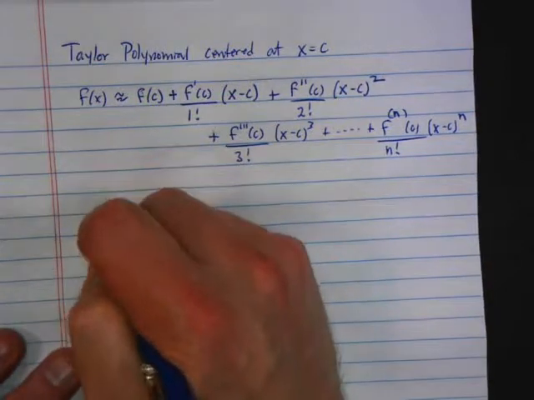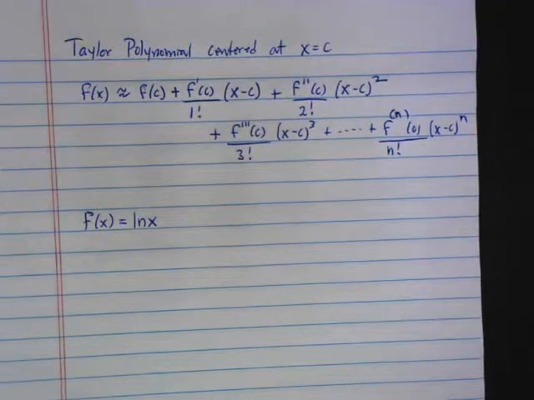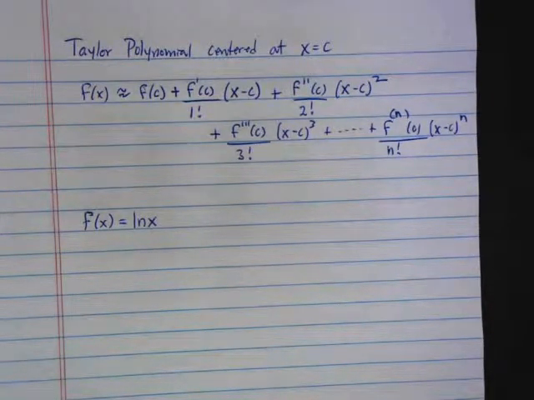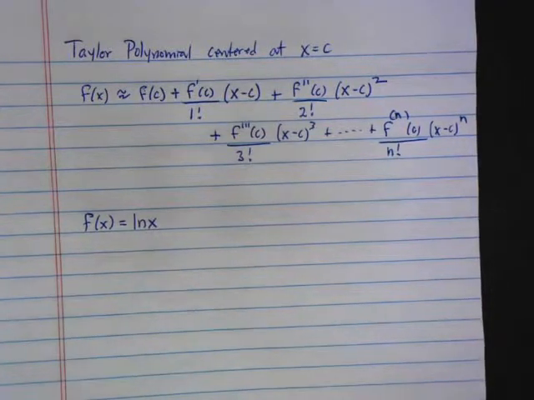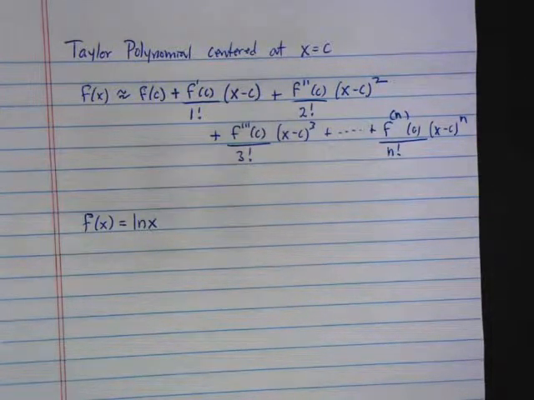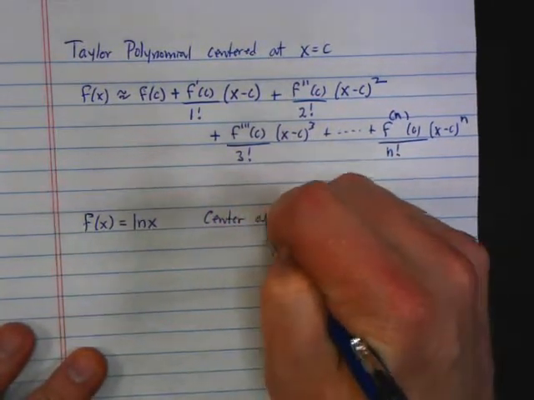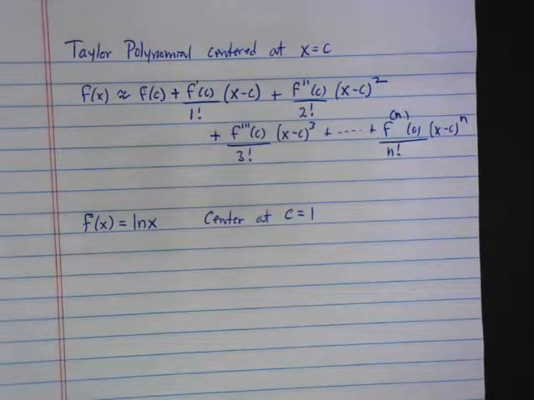Let's let f of x equal ln x. Can I center ln x at x equals 0? Can I find the Maclaurin polynomial for that? No, why not? I can't plug 0 into ln, can I? So where are we going to center it? Pick a nice number. Center at c equals 1. I like 1 a lot.